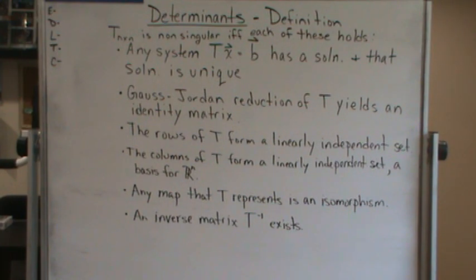investigate more, because one of the first things we're going to ask when we're dealing with a square matrix is whether it's non-singular or not. So in this study of determinants, we're going to develop a formula that determines whether T is non-singular.